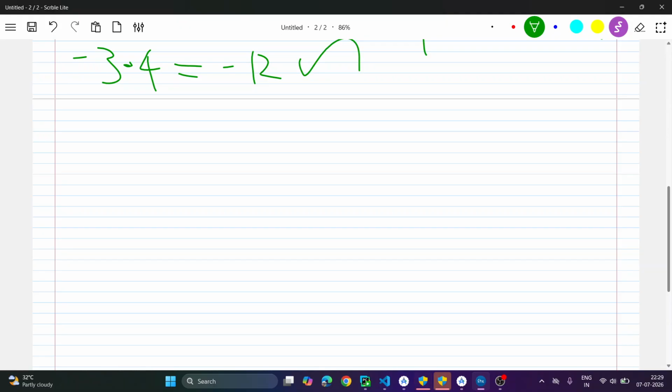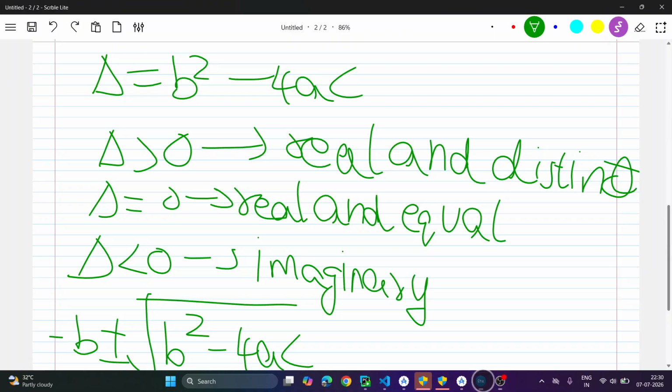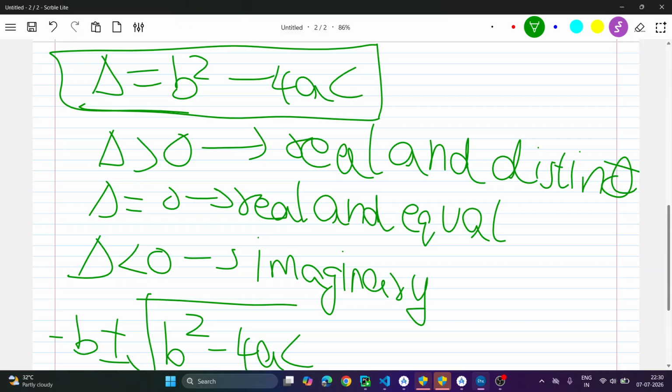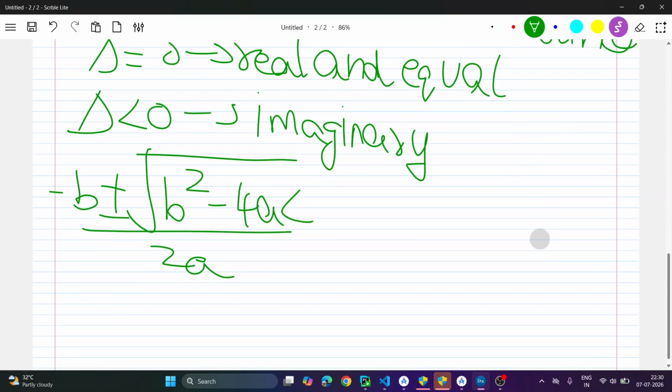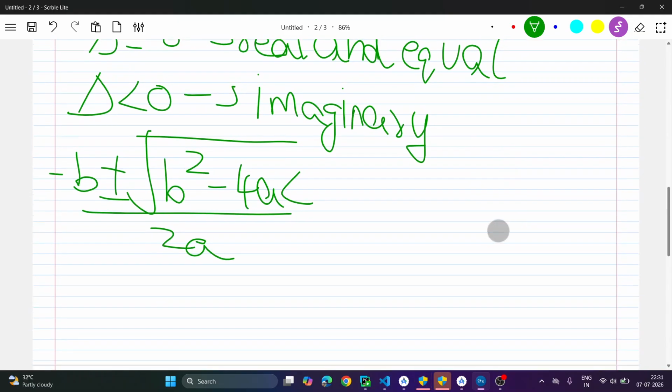So I guess it's pretty easy for you until now. Shall we continue? There's something called the discriminant, which is b squared minus 4ac, the thing inside the root. If it's greater than 0, the roots are real and distinct. If it's equal to 0, they are real and equal. If it's less than 0, they are imaginary. I'll show you how. Don't worry.